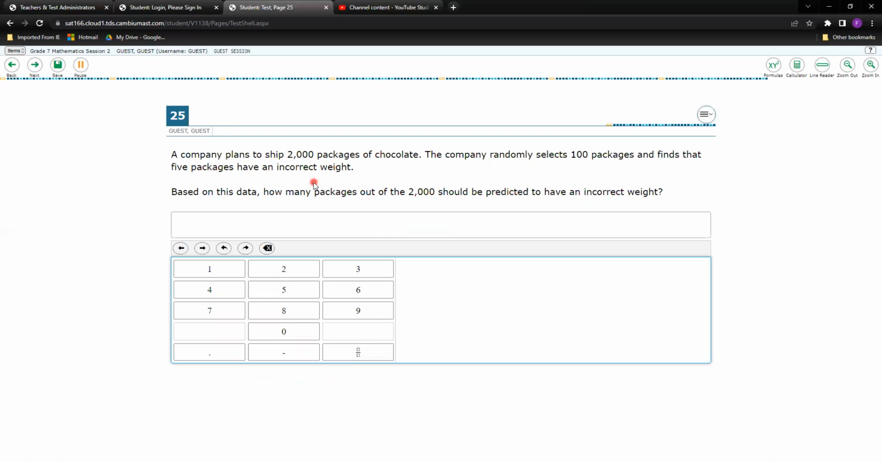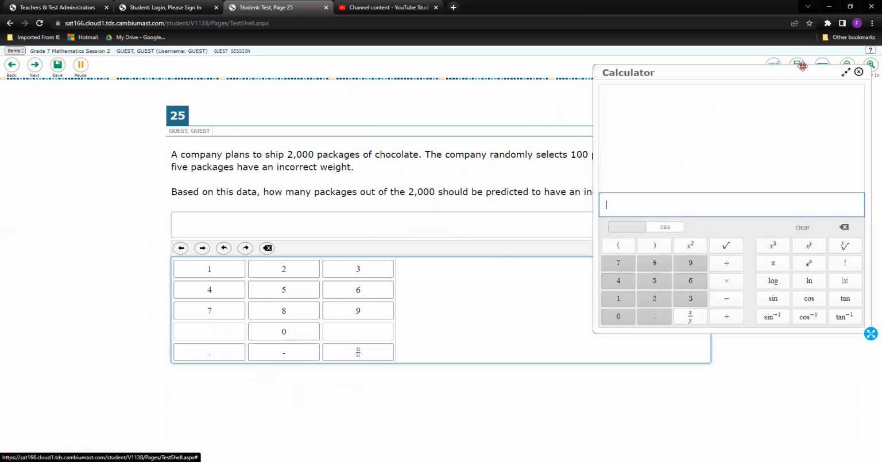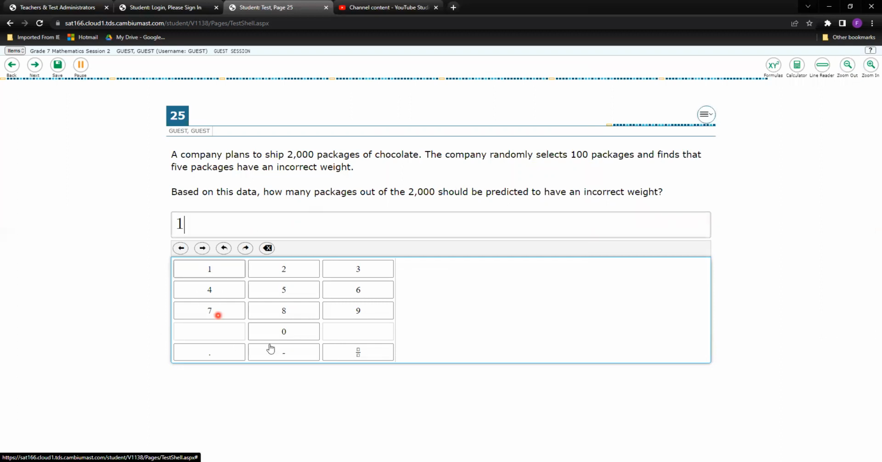Okay, 2,000 packets of chocolate, and in 100 packets, 5 are incorrect. So that's 5%. So the question is, what is 5% of 2,000? I can multiply 2,000 times 5%, which is 0.05, remember. So 0.5 is 50%. So 0.05 is 5%. Times 2,000 is 100. Enough said, enough done. 100 is the answer. I'm glad we're moving along. Next question.